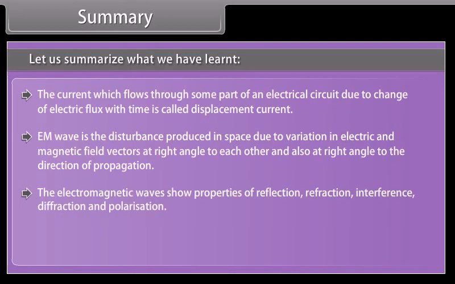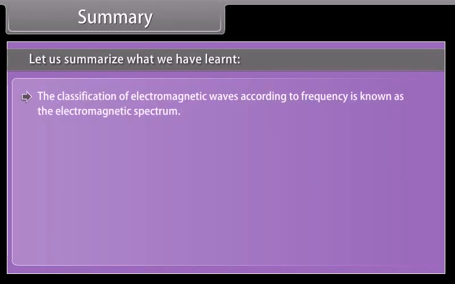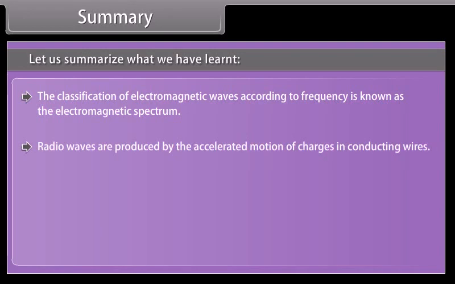The electromagnetic waves show properties of reflection, refraction, interference, diffraction and polarization. In electromagnetic wave, the average values of electric energy density and magnetic energy densities are equal. The classification of electromagnetic waves according to frequency is known as the electromagnetic spectrum. Radio waves are produced by the accelerated motion of charges in conducting wires.